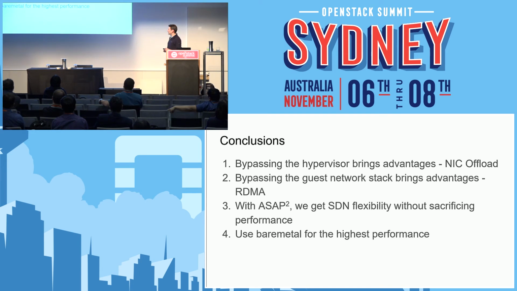Using RDMA instead of TCP adds further advantages. It lowers the CPU time spent in the kernel and in the hypervisor and not in the application. With ASAP squared, we get all of that performance and all of the offload, but we don't sacrifice security groups, and we don't sacrifice the other things that you get with SDN. And finally, if you really, really care about your performance, go Ironic.